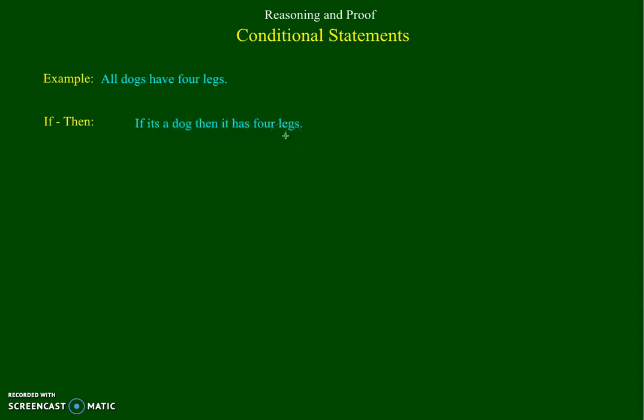Let's go ahead and see if you can come up with the converse of this statement. Pause the video. All right, my converse is, if it has 4 legs, then it's a dog. Hypothesis goes to where the conclusion is. Conclusion goes to the hypothesis position. If it has 4 legs, then it's a dog. Just swap the hypothesis and conclusion.